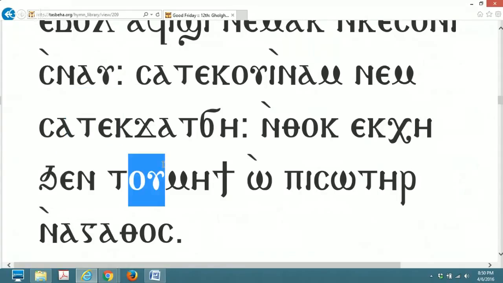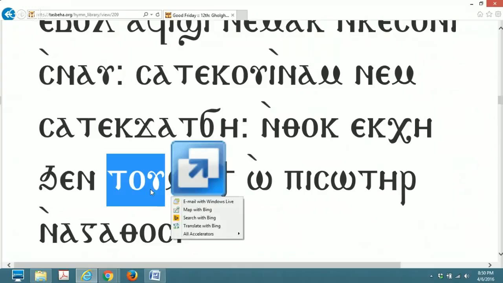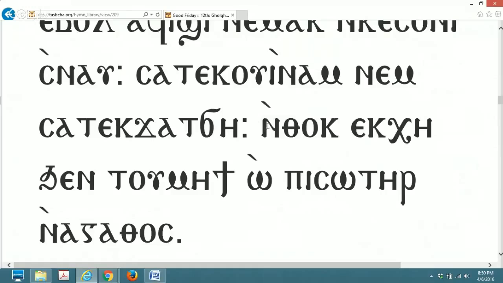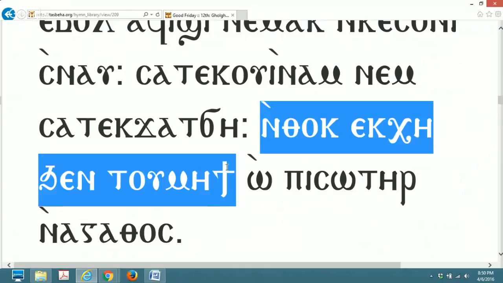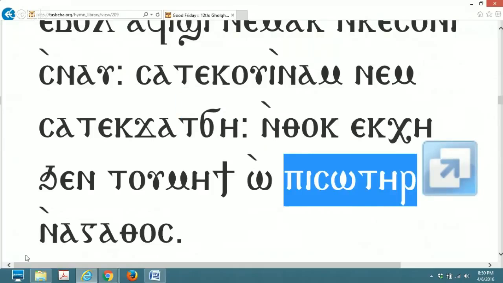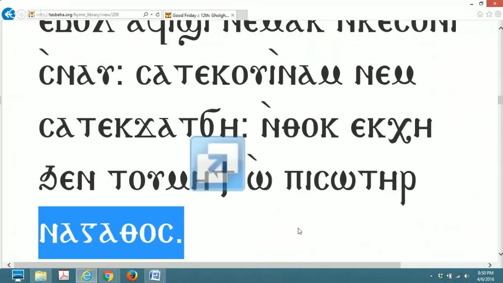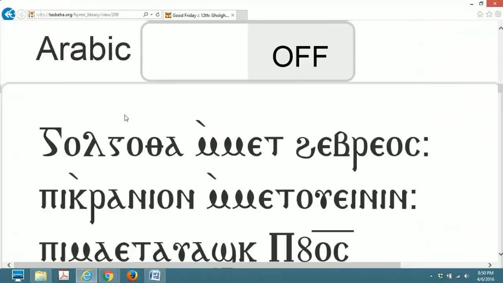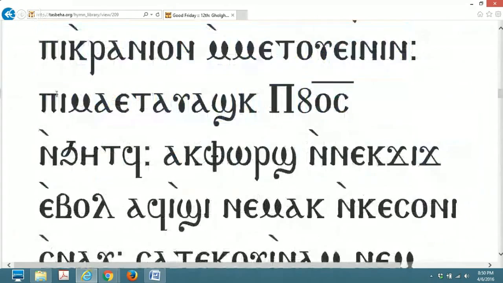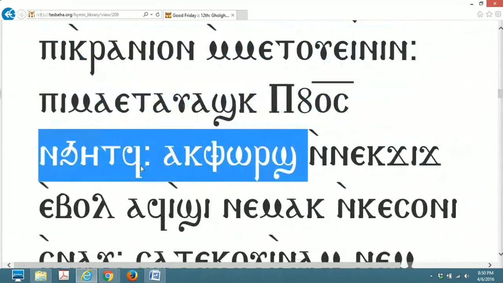Chen means in. Tu, again, is a possessive adjective. Again, there. Miti. What's miti? Miti is the midst or middle. So you being placed, because it's present continuous, you being placed in their midst or in their middle. O, the vocative, just an invocation, O. Pi sotir, the savior. And agathos, good, the good savior. So let's put it all together.